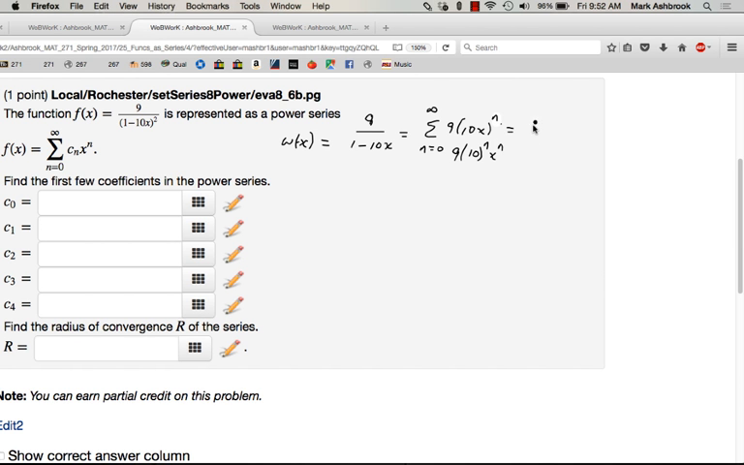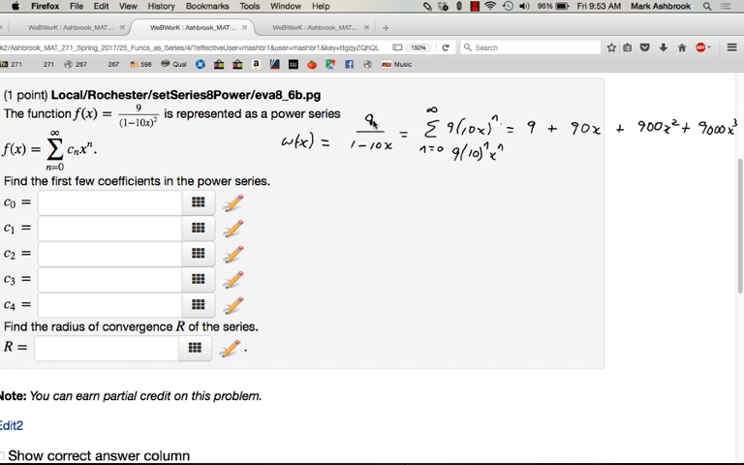So we're going to write out some terms here. When n is 0, we get 9. When n is 1, we get 90x. When n is 2, we get 900x squared. Do one more: 9,000x cubed. And so on, right? That's just the fourth partial sum. It would keep going and would increase to infinity. Questions so far?